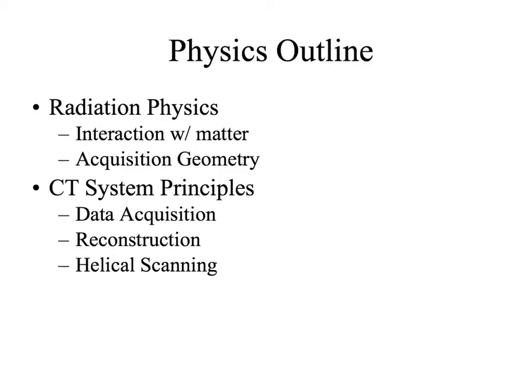But in terms of an overview, we're going to be talking about radiation physics, so interactions with matter, and then acquisition geometry. So when we're talking about CT, we're talking about spinning this stuff around, right? And that's what I mean by acquisition geometry, okay? This should not say helical scanning right here. I don't remember what it's supposed to be saying, but disregard that.